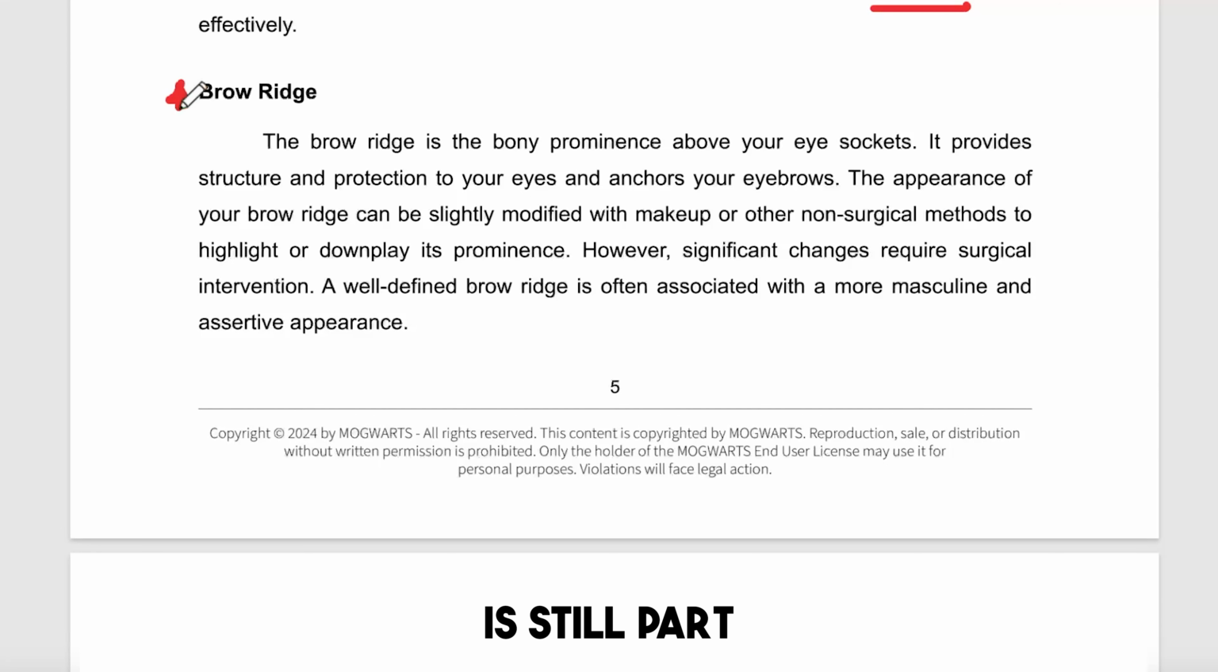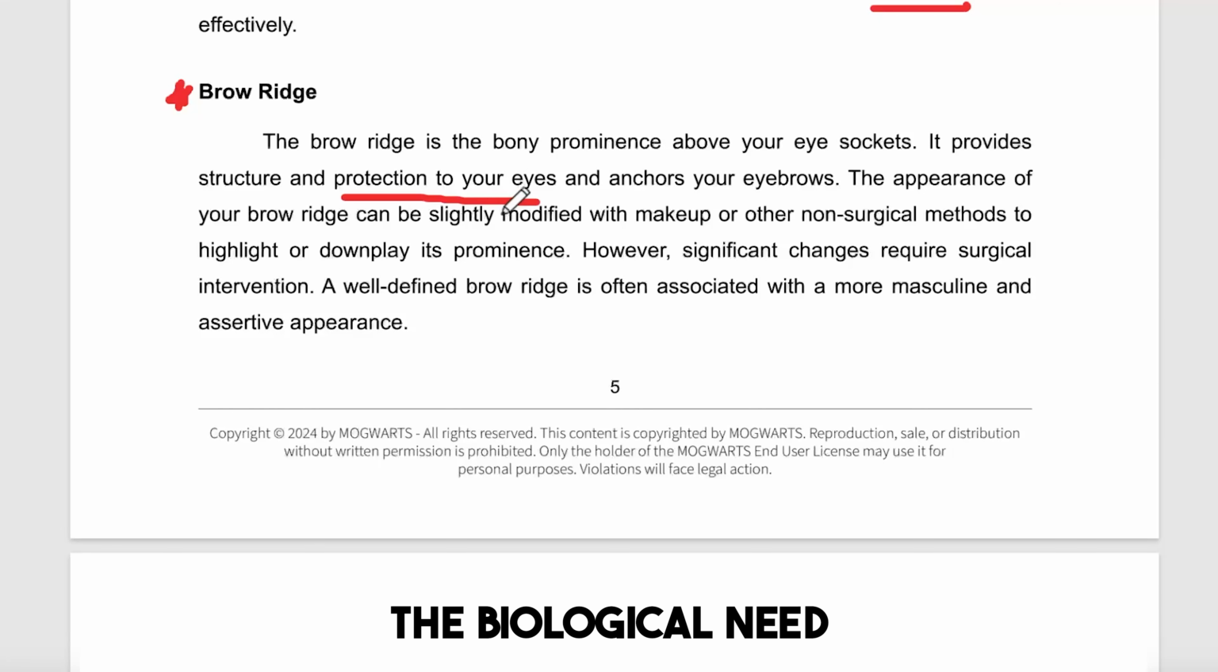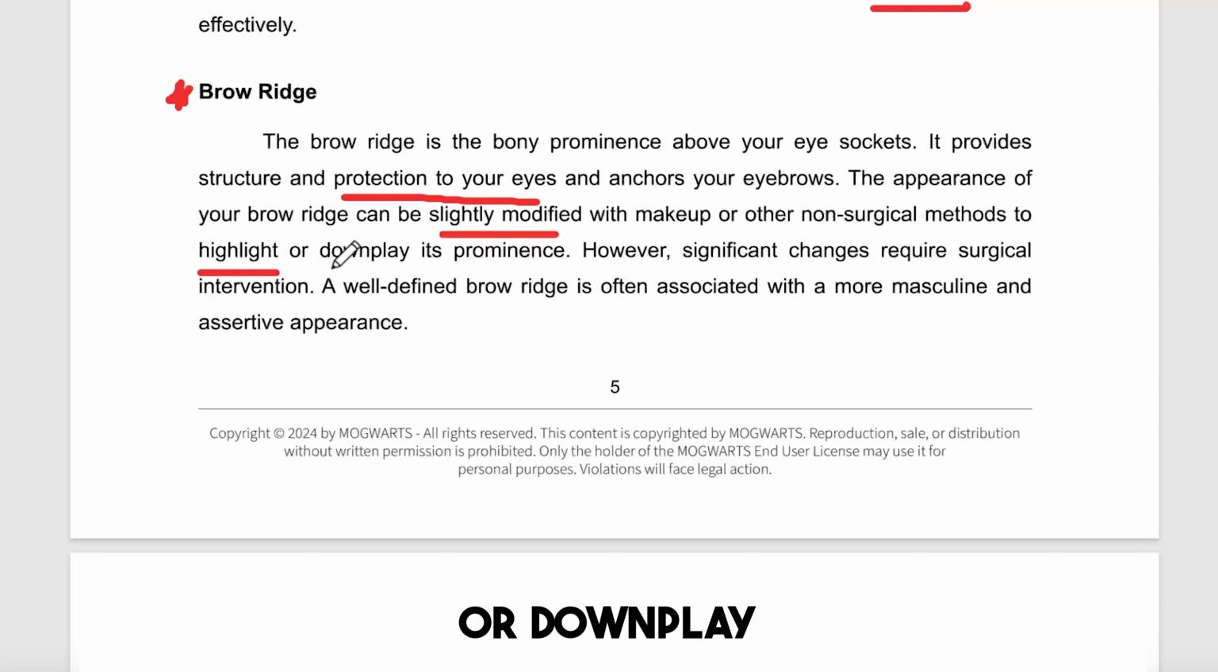The brow ridge is still part of the eye area, right? We're not just talking about the eyes, we're talking about the eyebrows too. And this is a bone, it's a prominent bone that's above your eye sockets, and it provides structure and protection to your eyes. This is more so the biological need for it to be in humans. And it anchors your eyebrows, and the appearance of your brow ridge can be slightly modified, with makeup and non-surgical methods to highlight or downplay its prominence.